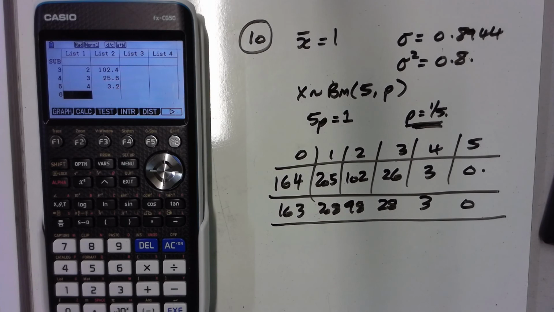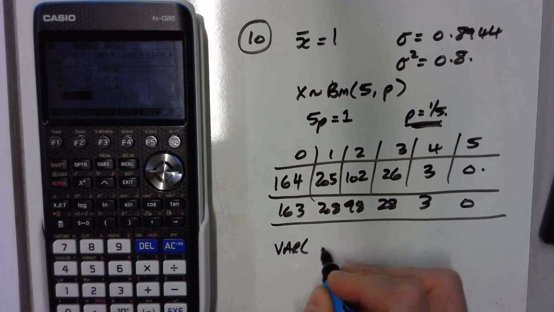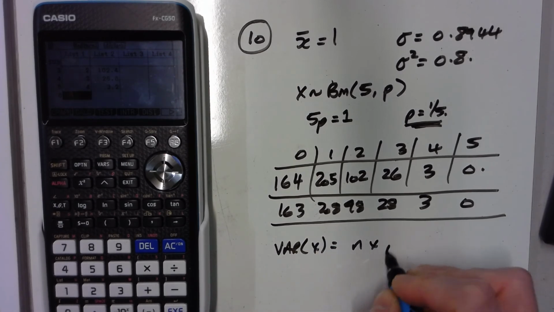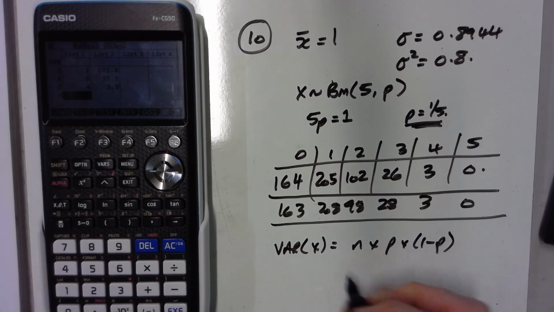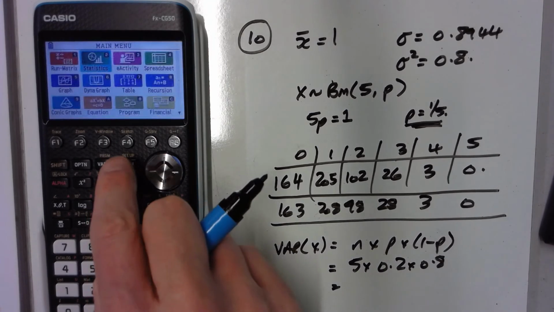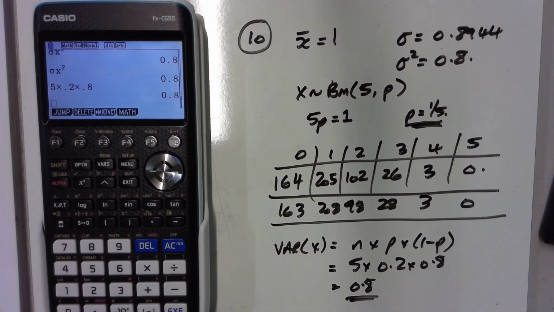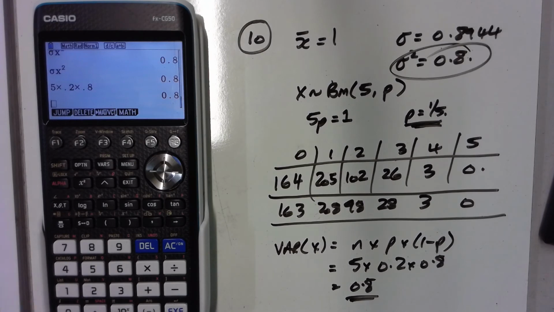Part D, how does the variance of the data support the use of the binomial distribution? So if it is a binomial, the variance, of course, is n times p times 1 minus p. And so 5 times 0.2 times 0.8 gives 0.8. And look, 0.8 is exactly what the variance was earlier. So we would expect it to be 0.8. Everything adds up. So you got that.